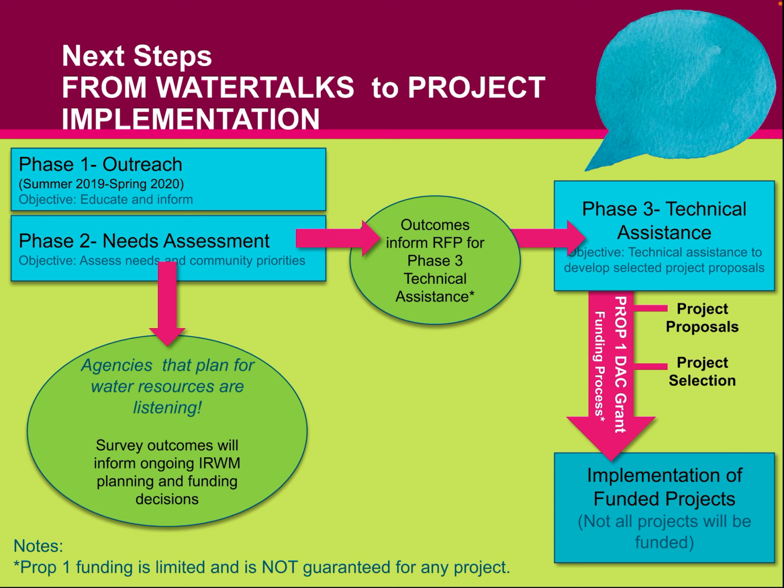Then the outcomes inform the RFP for phase 3, technical assistance, which is where technical assistance to develop selected project proposals is given. Now Proposition 1, which we talked about before, about $7 billion, the grant that we got, the $98 million for our area, is where the money comes from for the project proposals and selection, which are then implemented into the funded projects, though not all projects will be funded.